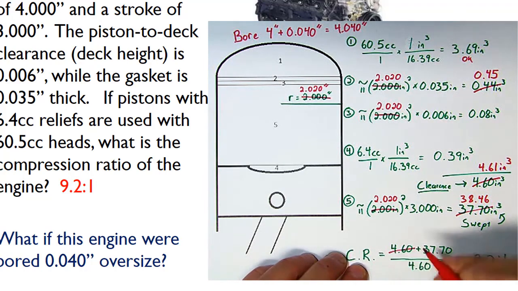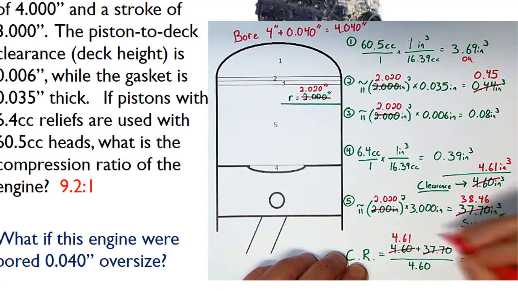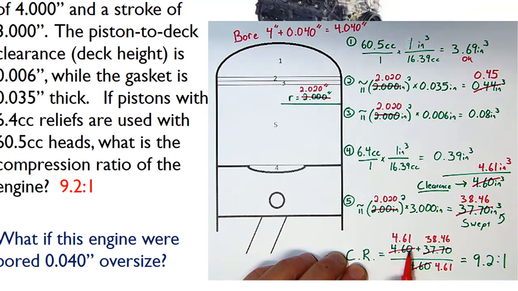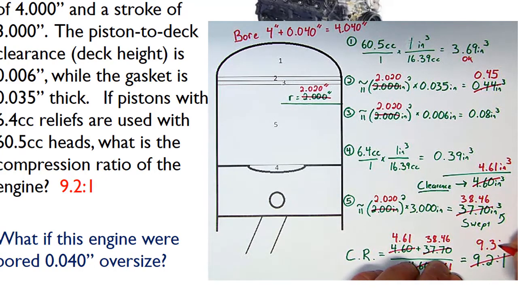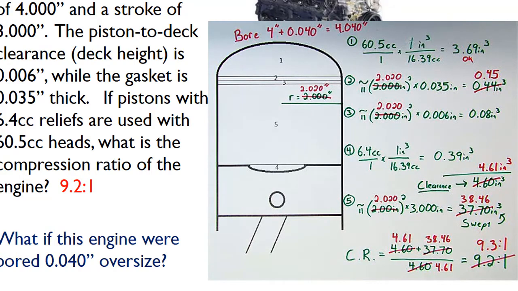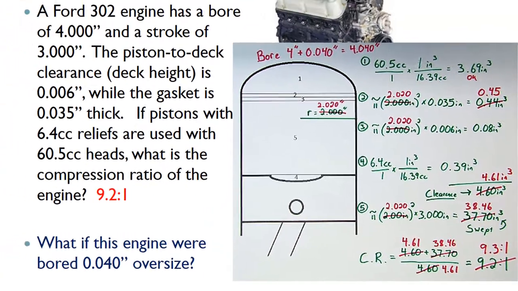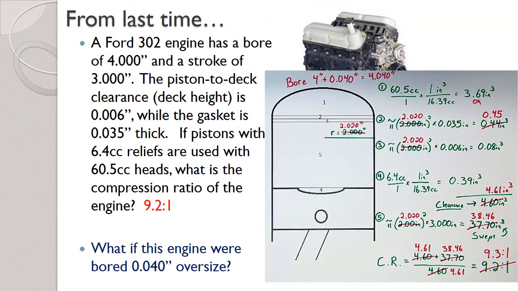And so our new calculation is 4.61, our new clearance volume, plus 38.46 divided by 4.61. That's our new clearance plus our new swept divided by our new clearance. And that's no longer 9.2 to 1. Turns out to be 9.3 to 1. Now you might say, well, that's not much of a change in compression ratio. And you're right. If that's the only engine modification that happens, you really don't need to worry about your compression ratio changing. It'll go up, but not by very much.